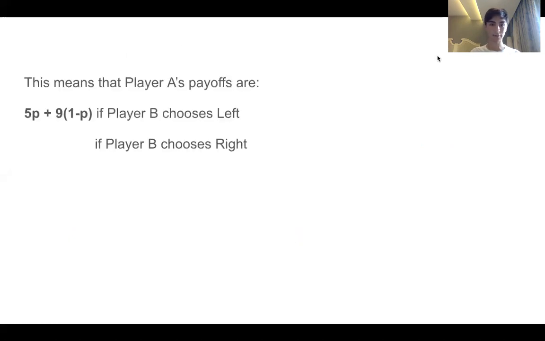So if player B were to go left, player A would get 5 times P when they go up, and 9 times 1 minus P when they go down. P is the chance that they go up, 5 is the payoff when A goes up and B goes left, 9 is the payoff when A goes down and B chooses left, and 1 minus P is the probability that A goes down. Does everybody understand where that, not equation, but representation comes from?